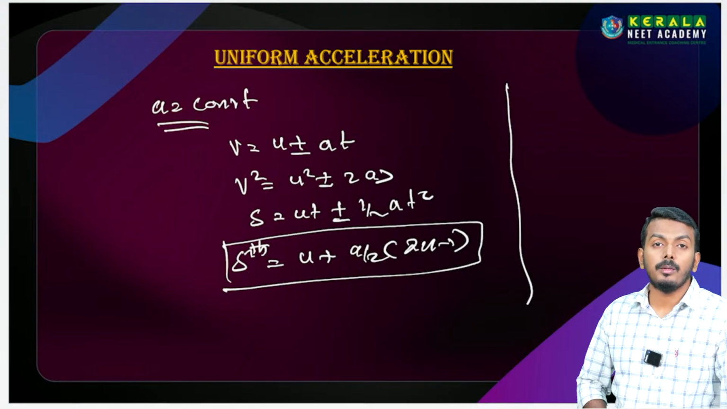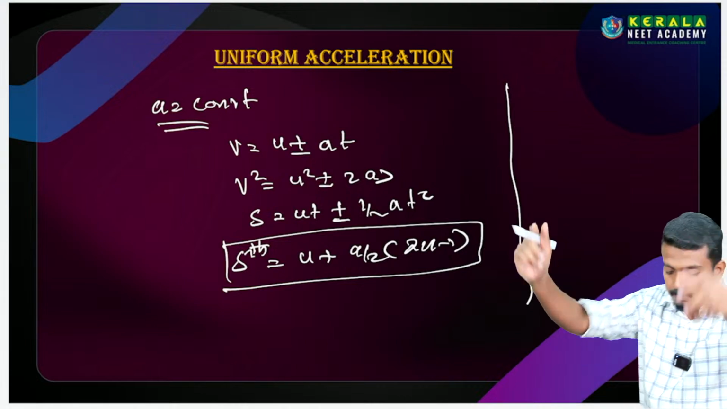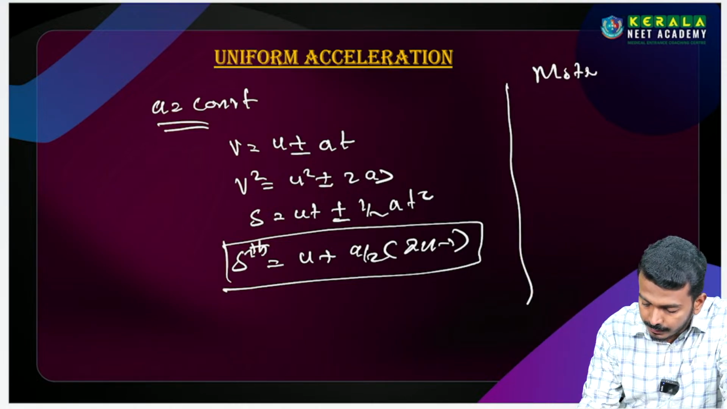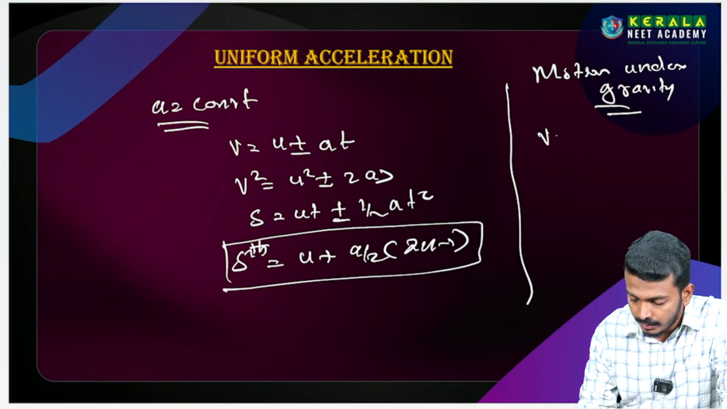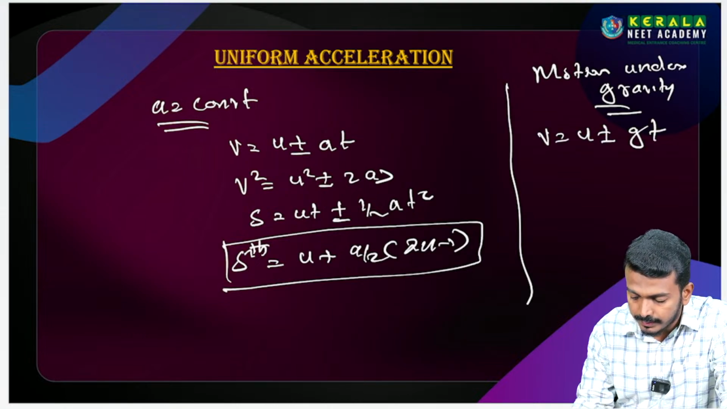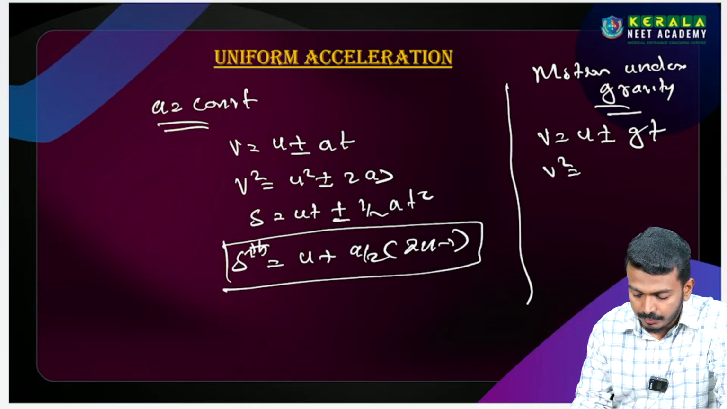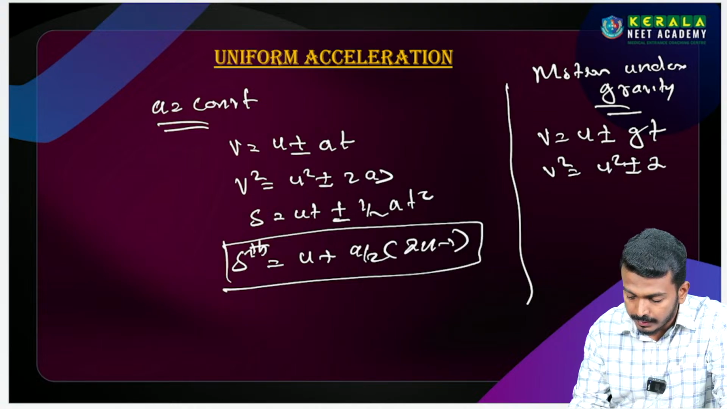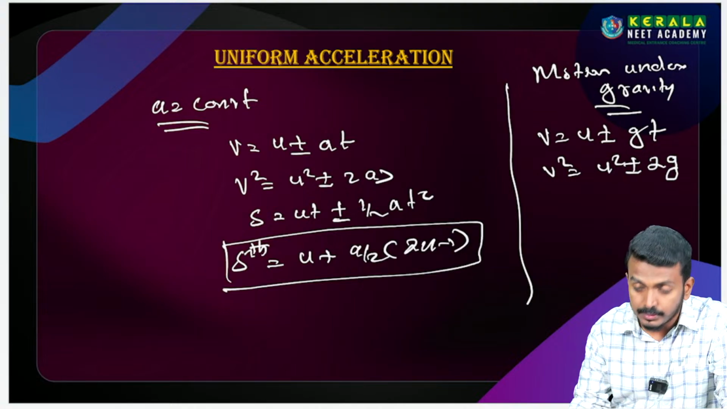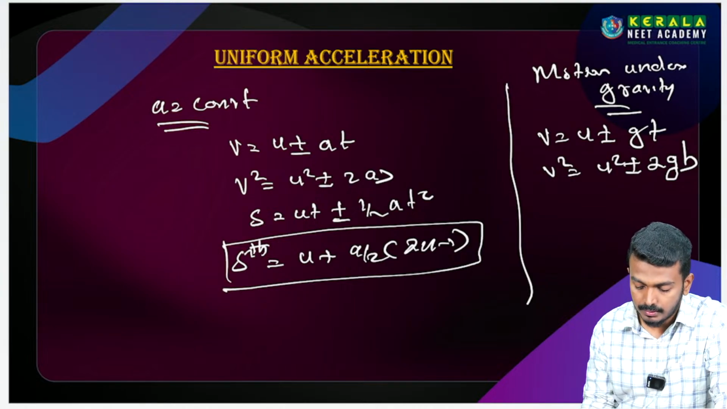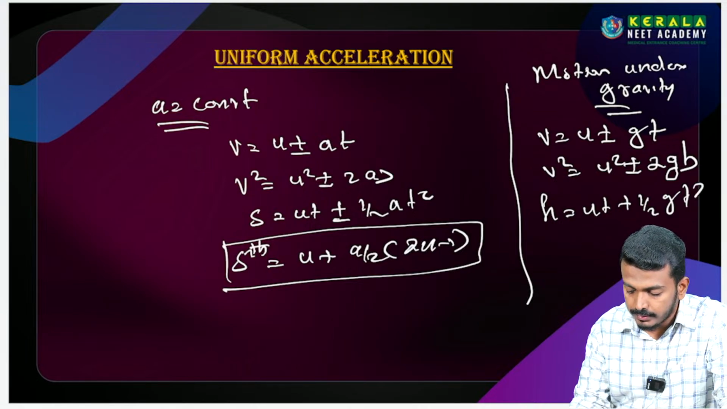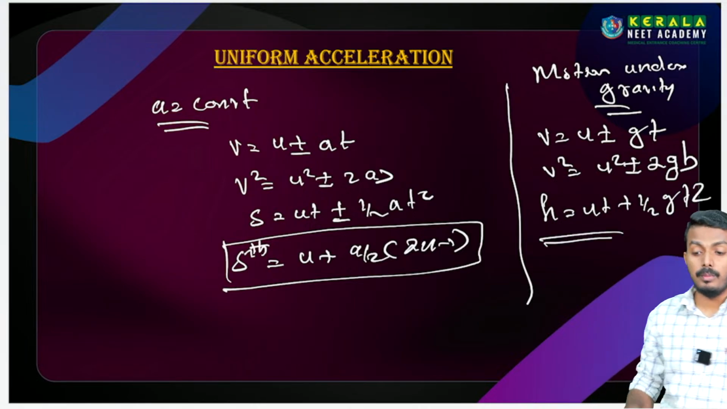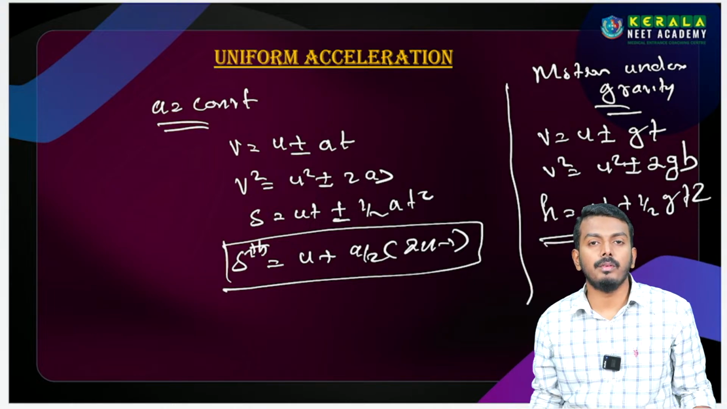you can apply the same formulas for motion under gravity also. For motion under gravity, what formula can you use? V is equal to U plus or minus GT. What is the second formula? V square is equal to U square plus or minus 2GH, where acceleration is G and displacement is H. Then what is the next formula? H is equal to UT plus or minus half GT square. You can use these formulas while the body is moving only under the influence of gravity.